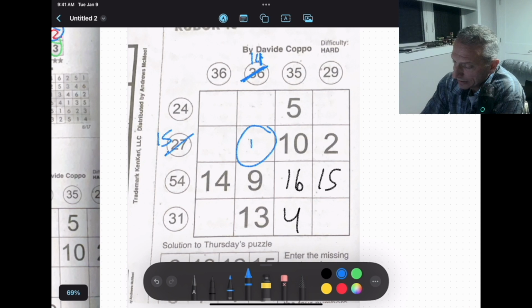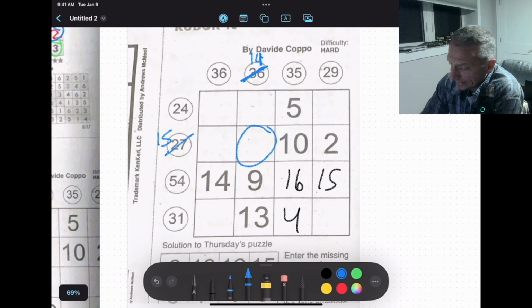We can't have 11 because this is 12, 13, 1, 2. 12, 2, 3. That's what it is. 11, 3, 4. So now we can't have 11 either.